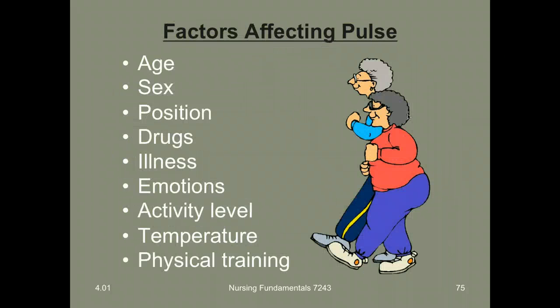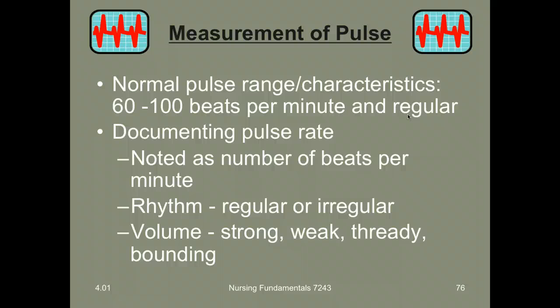Factors that affect pulse are age, sex, position of the body, medical drugs, illness, emotions, activity level, temperature, and physical training. So, the measurement of pulse. Normal pulse range and characteristics. Normal range is 60 to 100 beats per minute, and the pulse feels regular. That means you have a very clear beat, beat, beat.